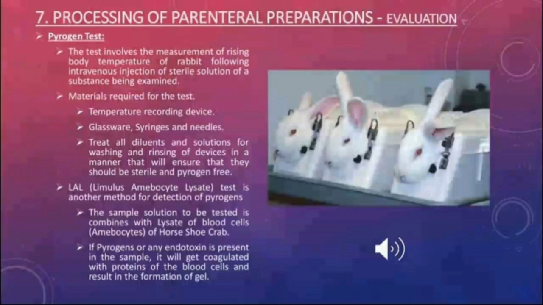Then interpretation: if the sum of the responses of the group of 3 rabbits does not exceed 1.4 degrees Celsius and if the response of an individual rabbit is less than 0.6 degrees Celsius, the preparation being examined passes the test. If the response of any rabbit is 0.6 degrees Celsius or more, or if the sum of the responses of the 3 rabbits exceeds 1.4 degrees Celsius, continue the test using 5 other rabbits.